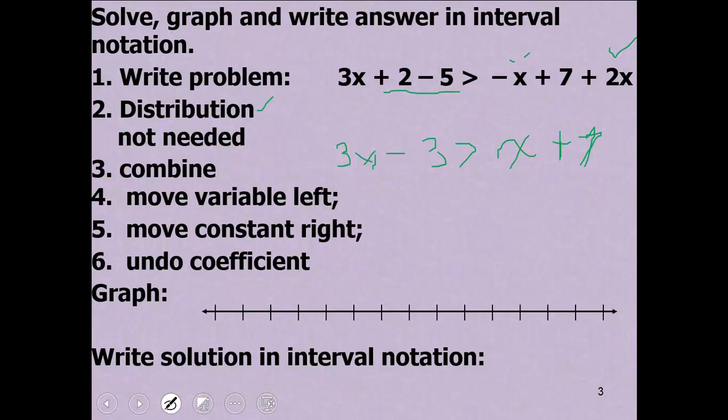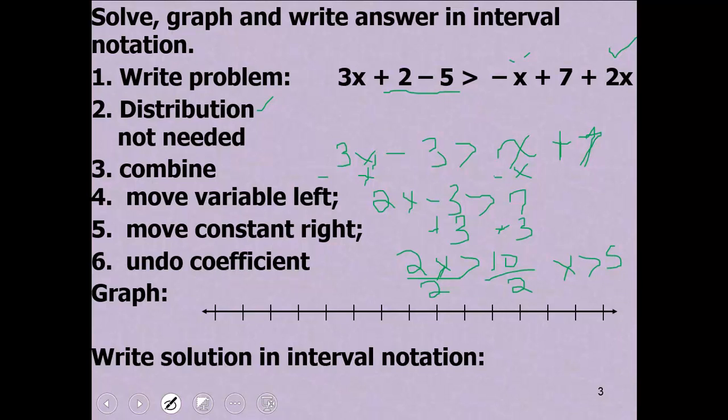I'm going to move my variables to the left by subtracting x from both sides. That leaves me with 2x minus 3 is greater than 7. I'm going to move my constant to the right by adding 3. And I get 2x is greater than 10, and I'm going to divide by a positive, which does not require me to flip the direction of my inequality. So I have x is greater than 5.